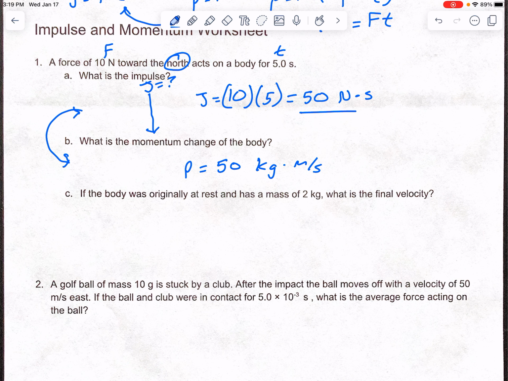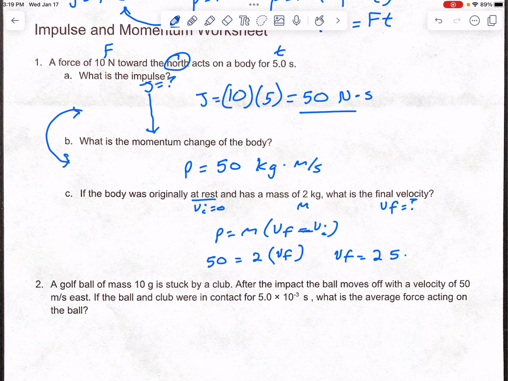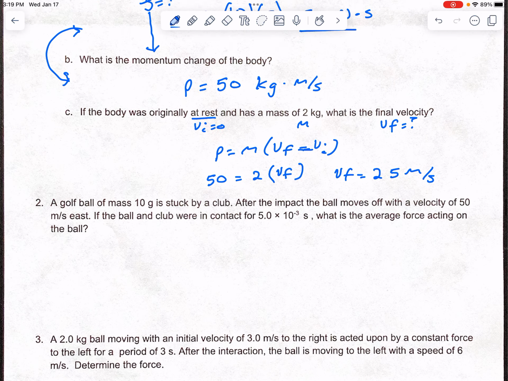Now, if the body was originally at rest, so there goes your VI is 0, and has a mass of 2 kilograms, there's your mass. What is the final velocity? You're looking for VF. So I know P equals mass times VF minus VI. P we already know is 50, equals mass, which is 2, times VF, we don't know. VI is 0, so you can just take that off. So 50 equals 2 VF. So VF is going to equal 25 meters per second. There's your answer for that one.